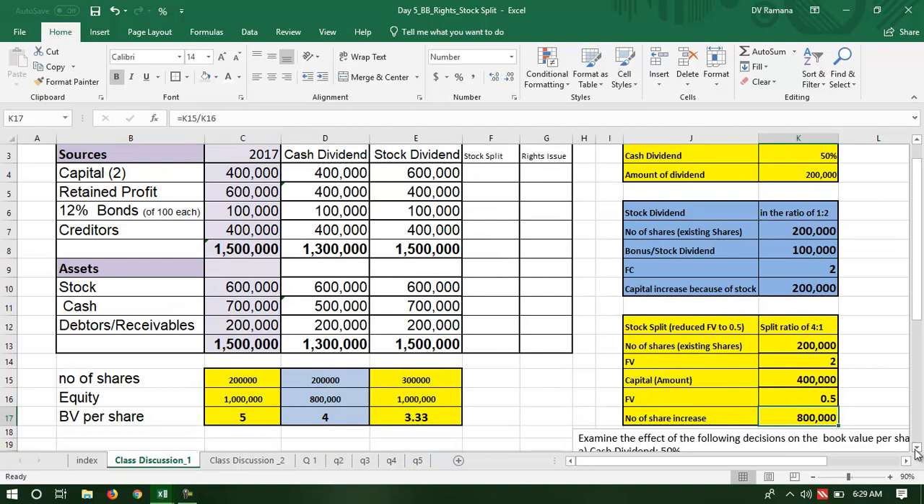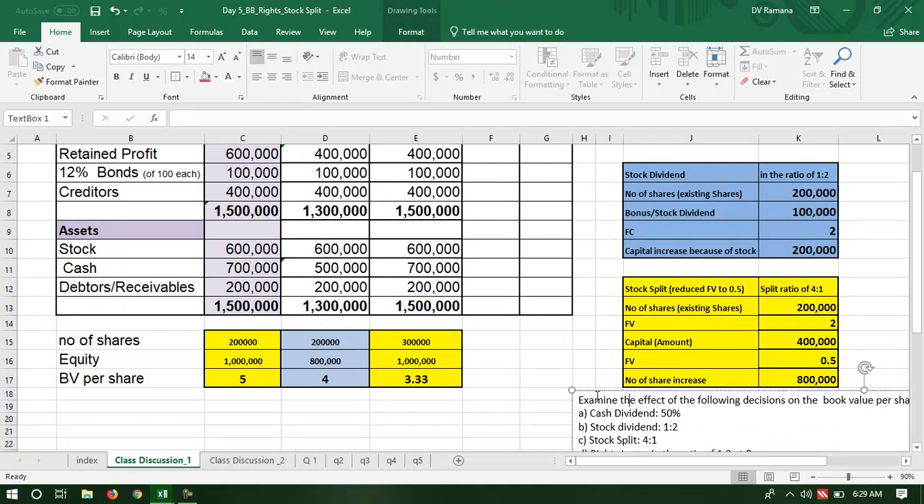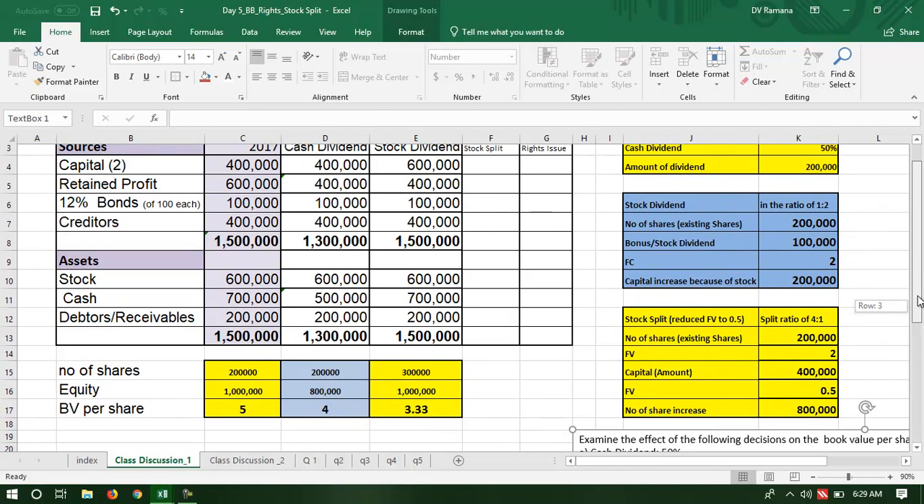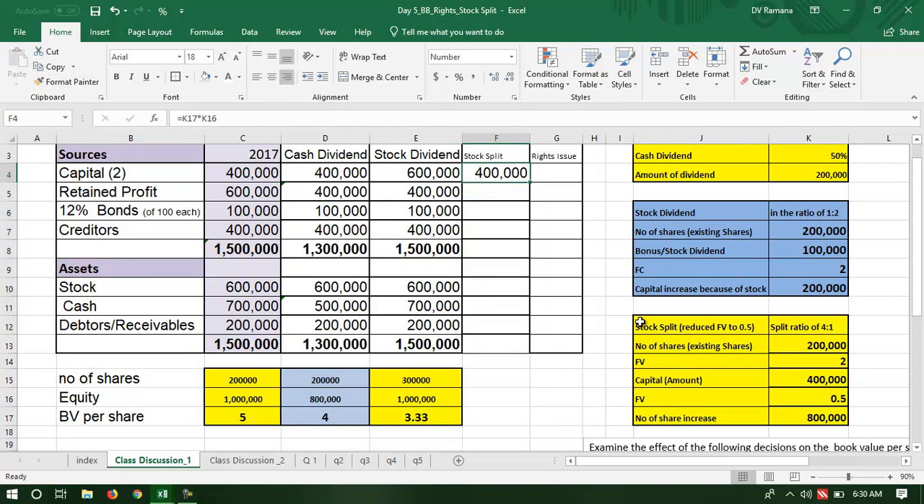But will the capital anyway change? The answer is no. The capital remains same, right? But the number of shares is increasing. So what will happen to the capital? Capital will be number of shares into the face value. So the capital is same, no change in the capital. However, the number of shares increases.